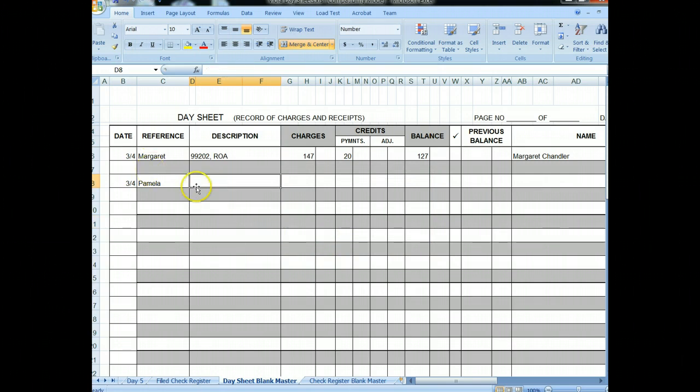Let me try this again. 99202, 85014, and 81002. We didn't get any payment from her. See, it takes it out. It just brings it up to, they only let you put 3 digits in there.